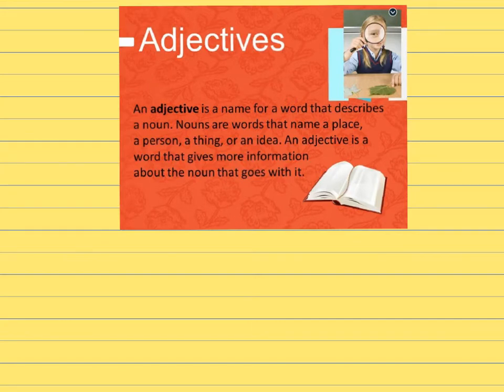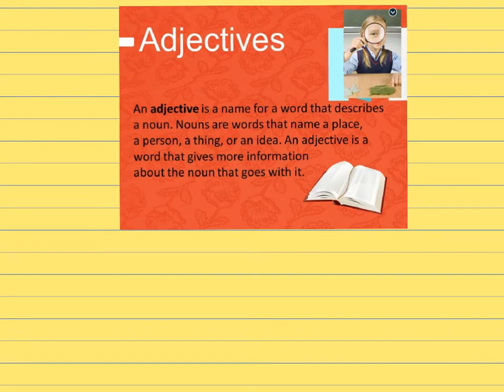Oh, that red doesn't show up very nicely. Let me change the color real quick. Here we go, adjectives. An adjective is a name for a word that describes a noun. Nouns are words that name a place, a person, a thing, or an idea. An adjective is a word that gives more information about the noun that goes with it.